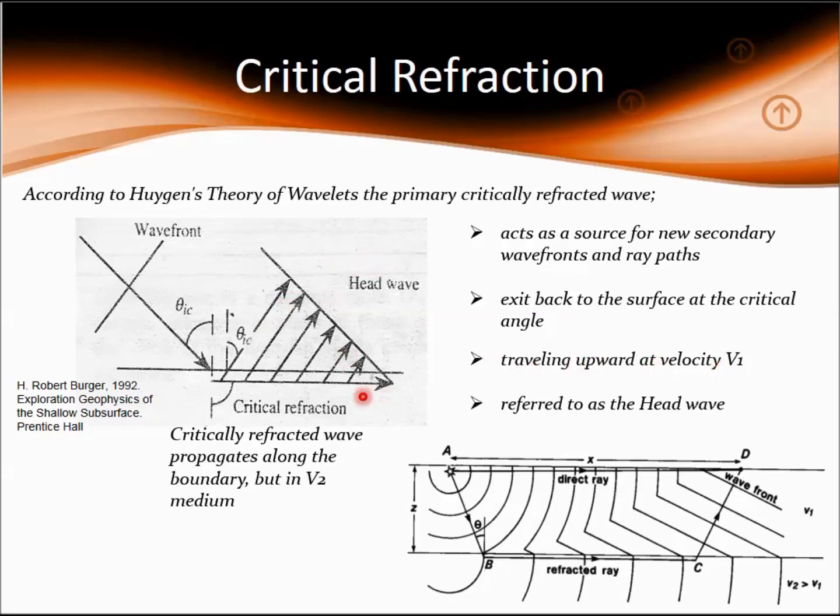So this is v1 and this is v2, and it travels upward at velocity v1. This wave we call the head wave. This head wave is the one responsible for bringing the information of the v2 layer to be recorded by the geophone. That is why the head wave is something we need to focus on and take into account for the seismic refraction survey.